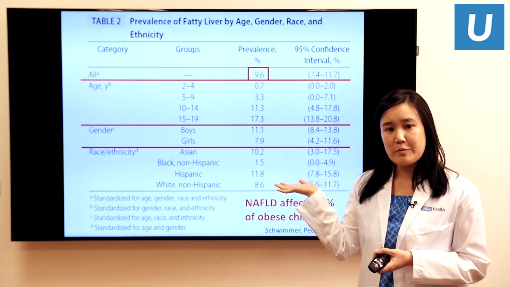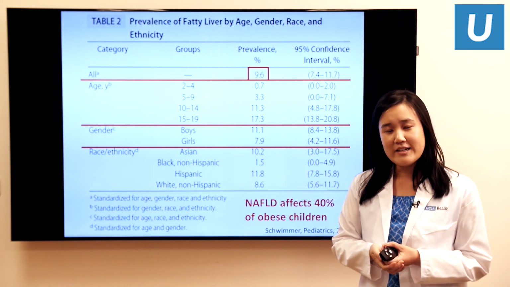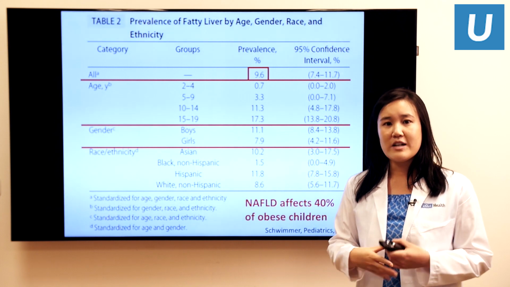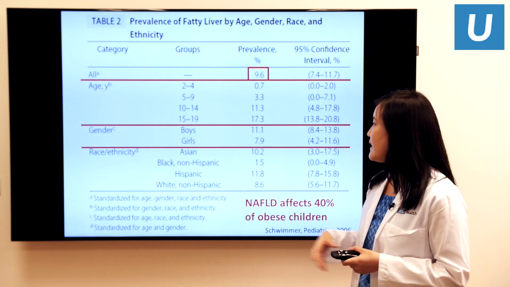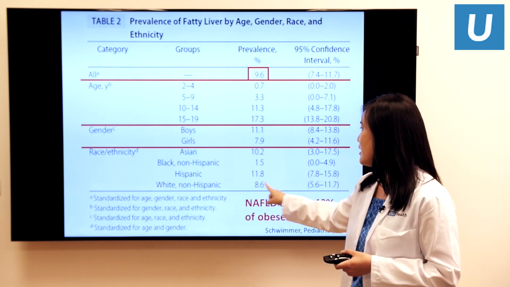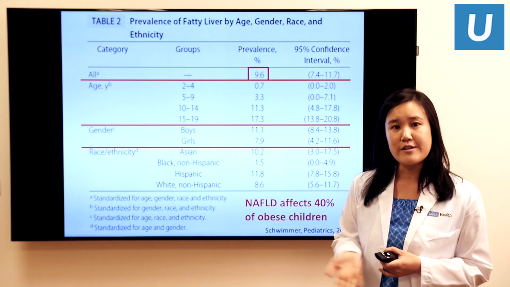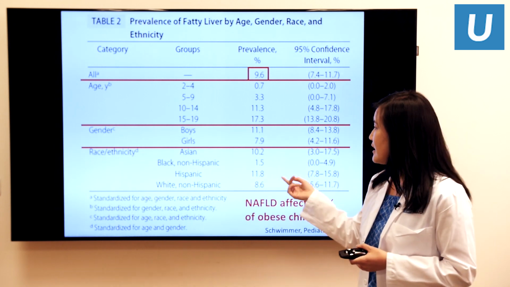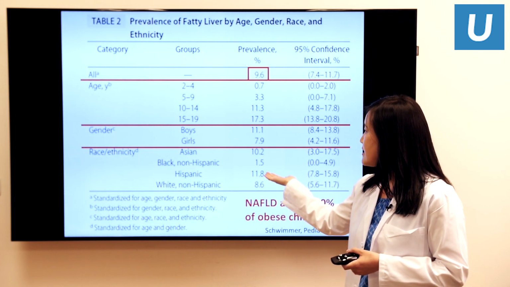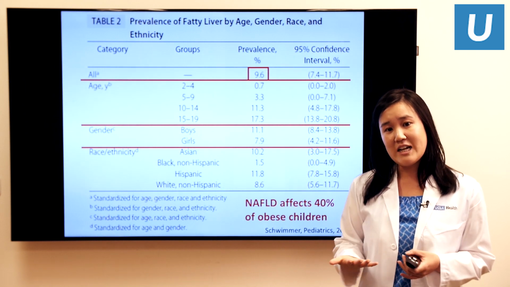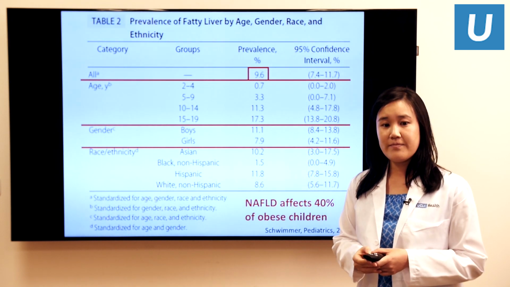There's also a gender predominance. Boys are more likely to have fatty liver compared to girls. And if you look furthermore into different ethnic groups, you'll see that Asians and Hispanics have increased rates of fatty liver compared to Caucasians and African Americans. Interestingly, African Americans have one of the lowest prevalences of fatty liver, and that's likely due to a protective genetic effect.